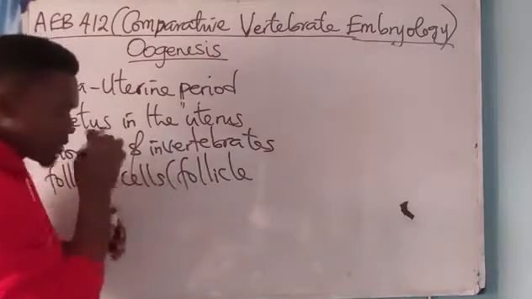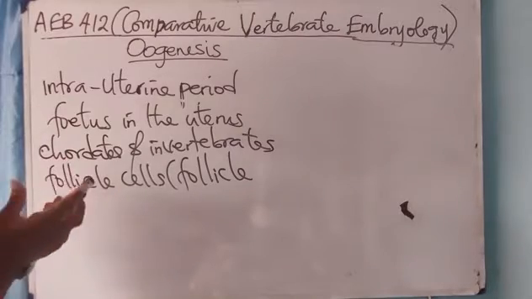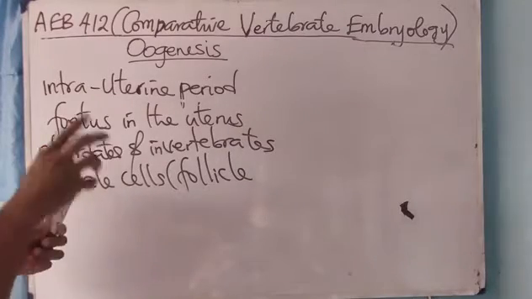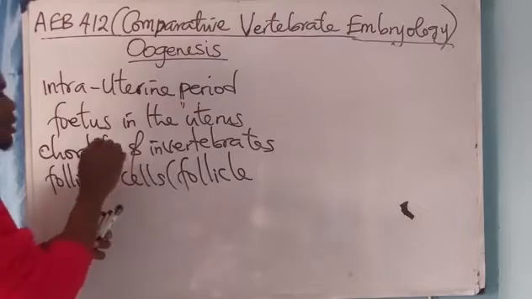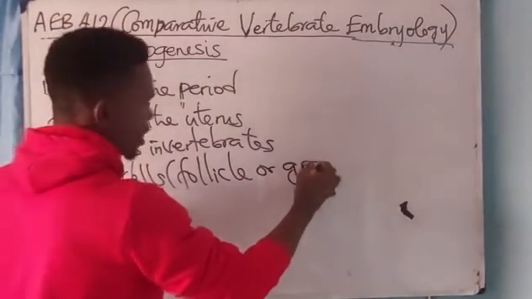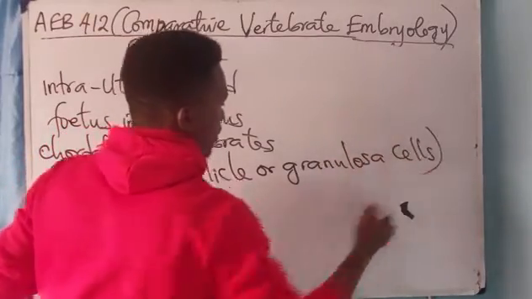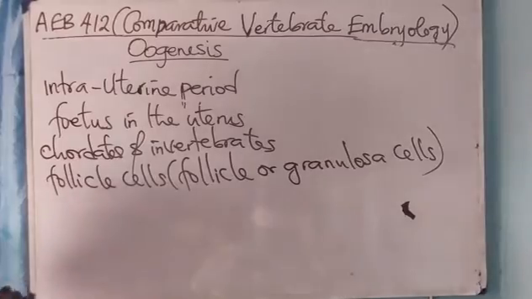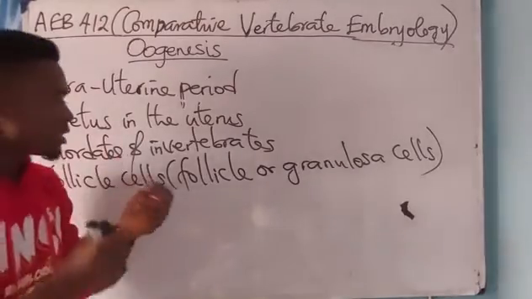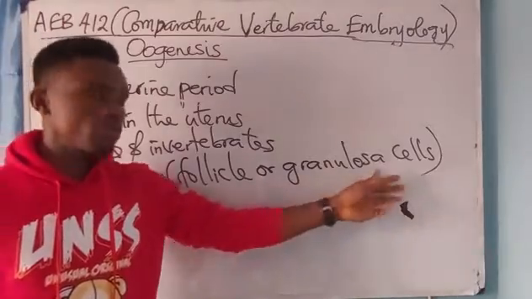All right, which means that the wall or the membrane or the special cells that are found surrounding the oocytes are called what? Follicle or granulosa cells. I said this, the special cells found surrounding the oocyte are called what? Follicle or granulosa cells.